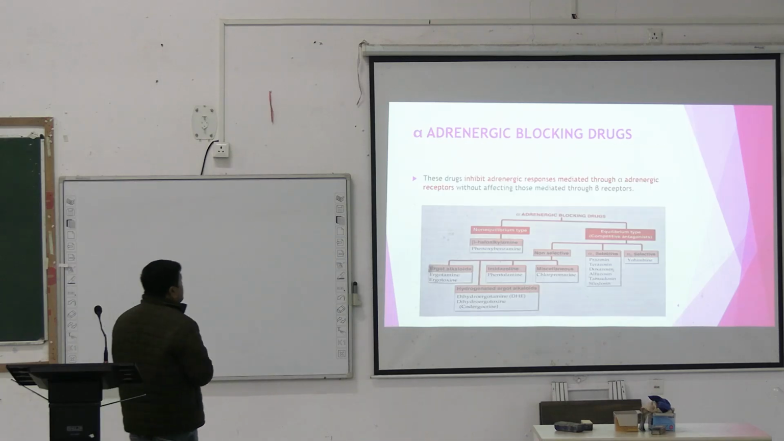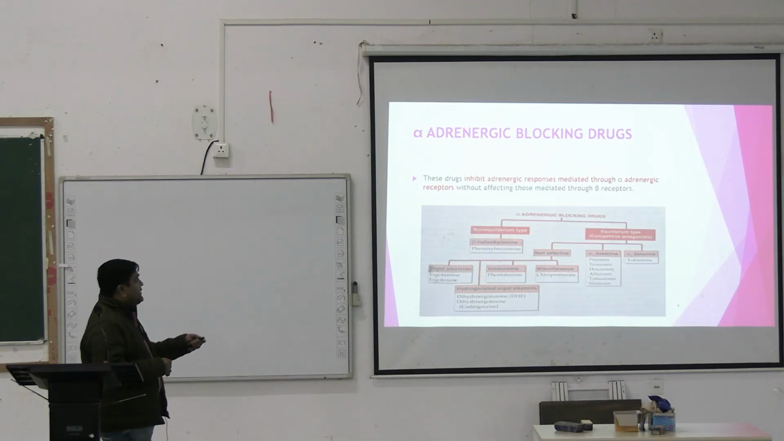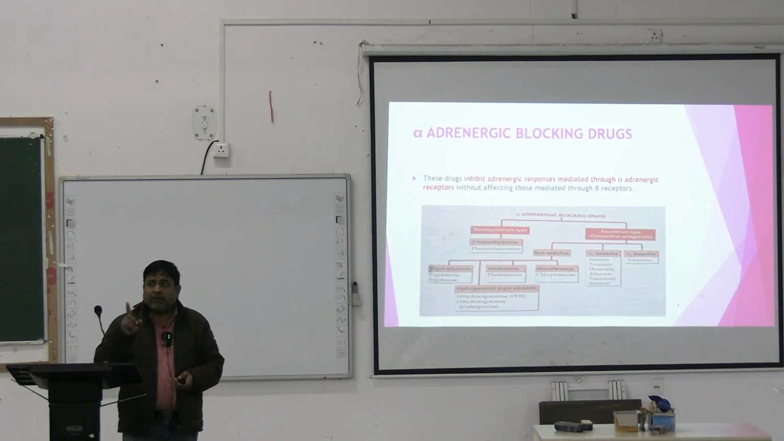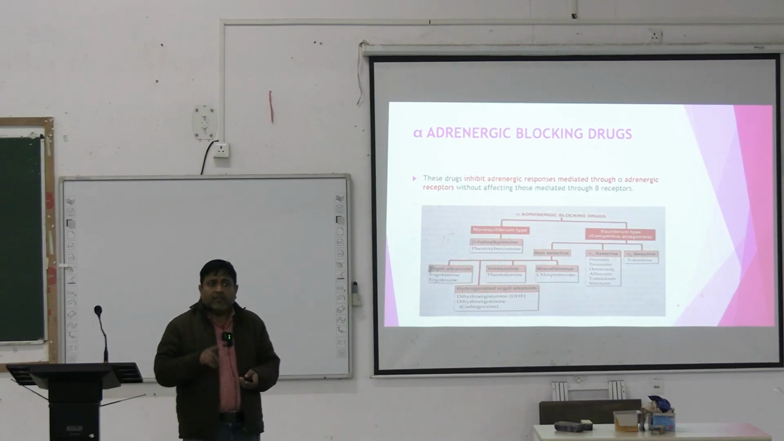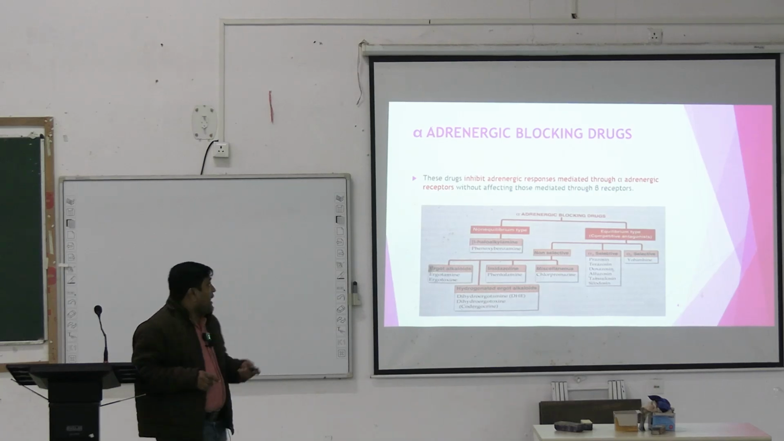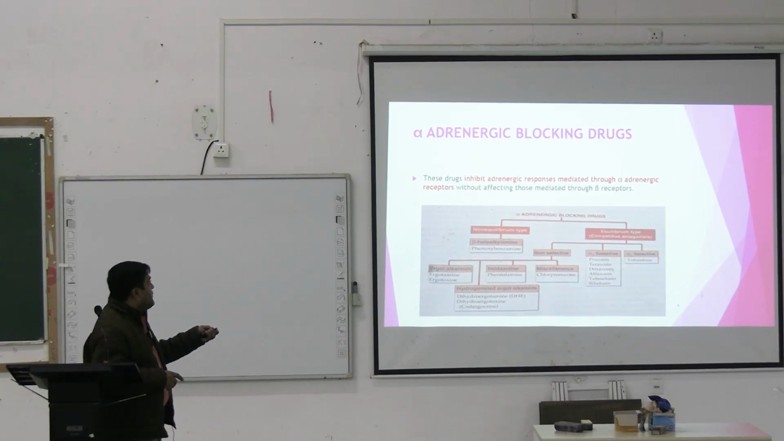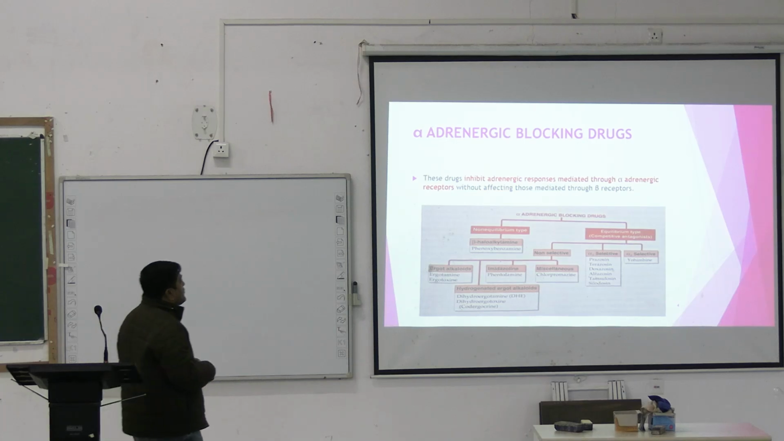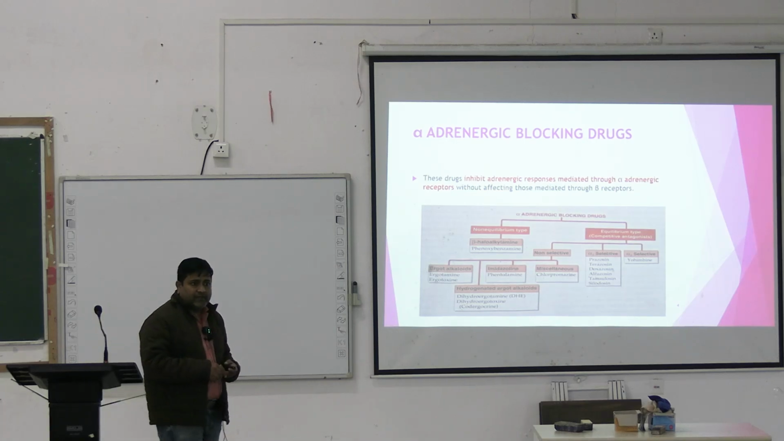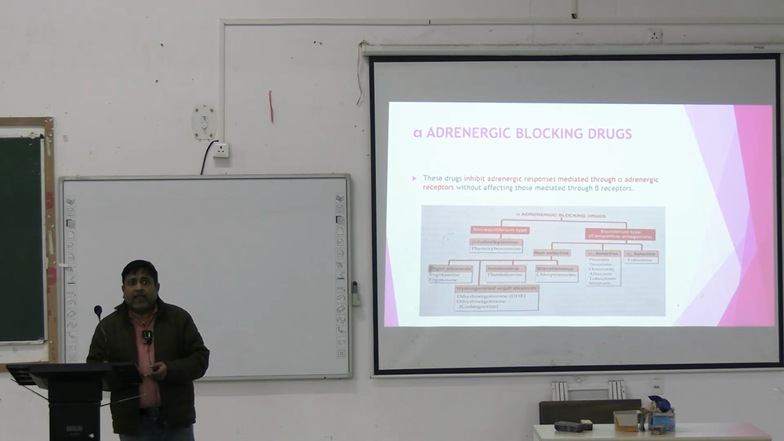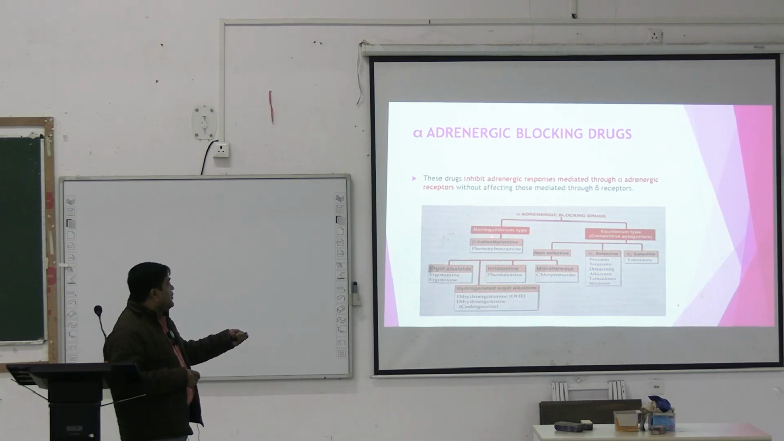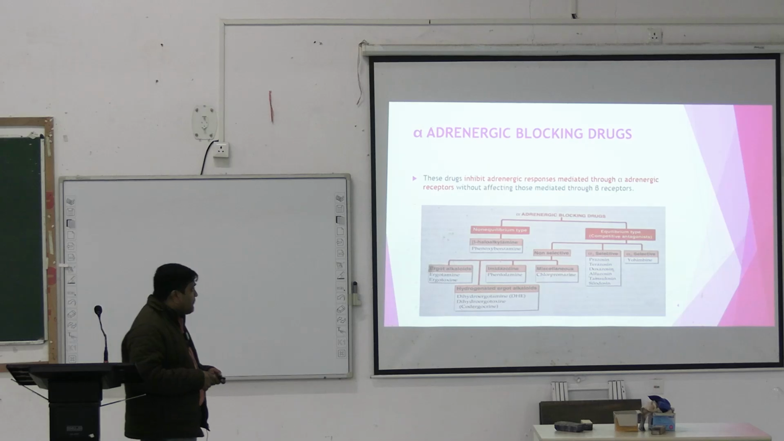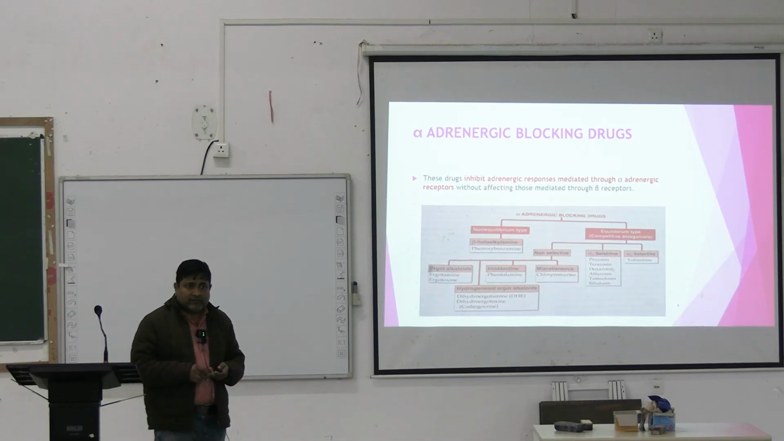Now coming to the alpha-adrenergic blocking drugs, they inhibit adrenergic responses mediated through alpha receptors. So anti-adrenergic drugs can be alpha blockers or beta blockers. Alpha blockers inhibit adrenergic response mediated through alpha-adrenergic receptors. Now what are the drugs that antagonize alpha-adrenergic receptors? That includes non-equilibrium type blockers and equilibrium type blockers.